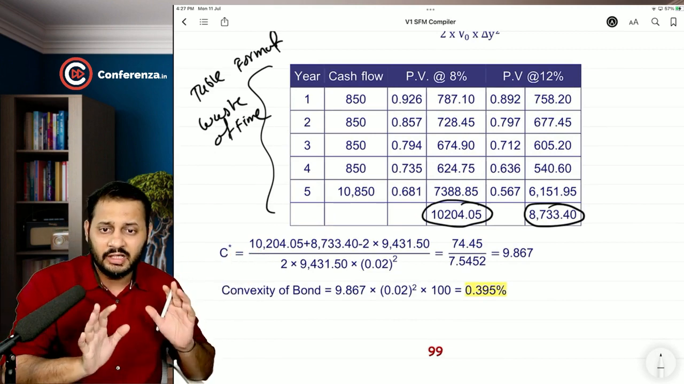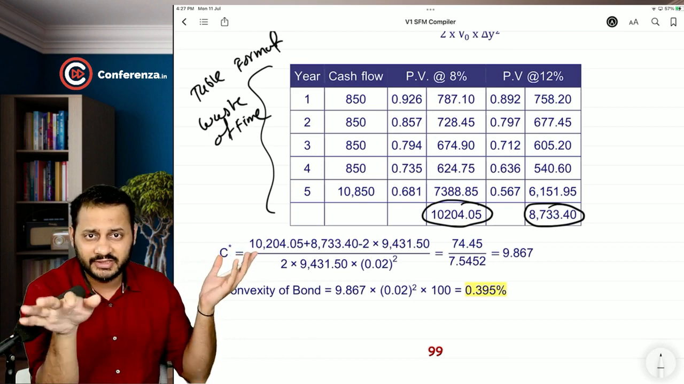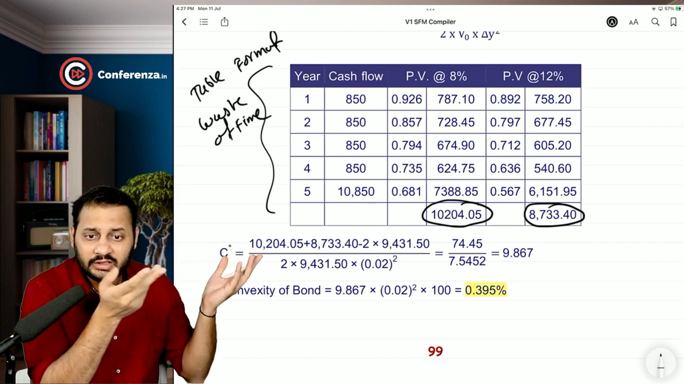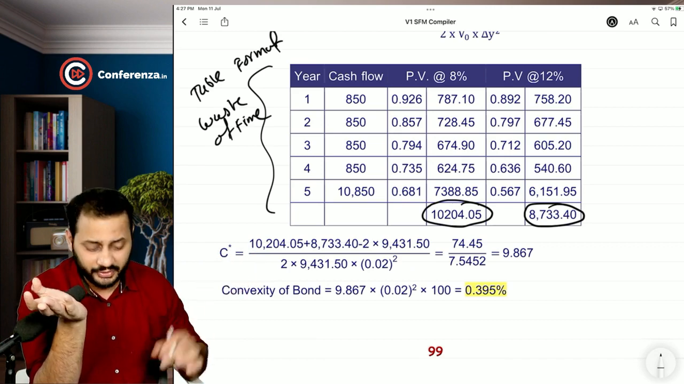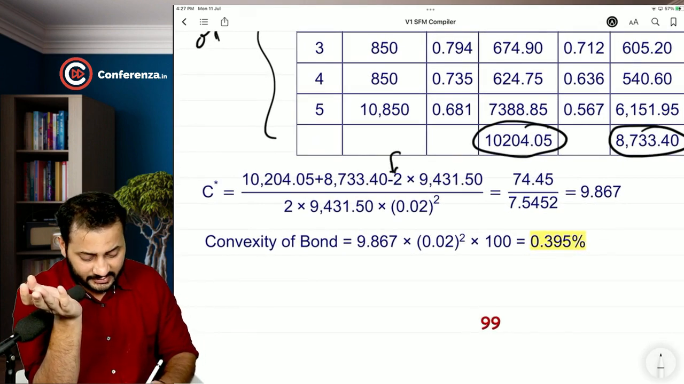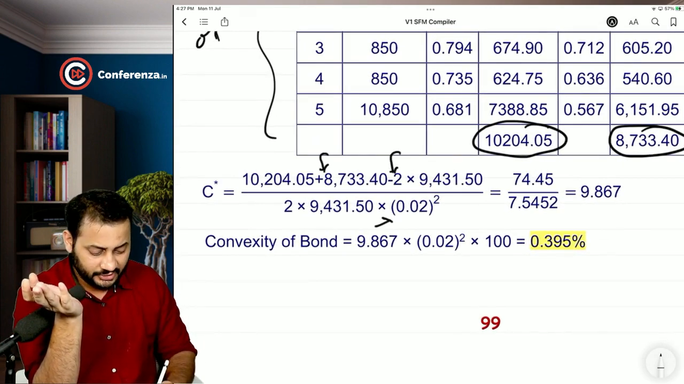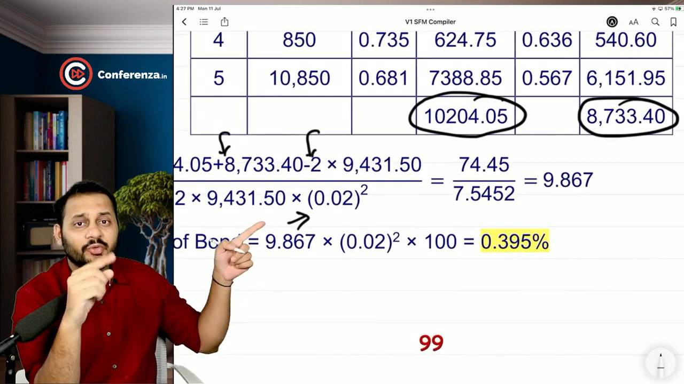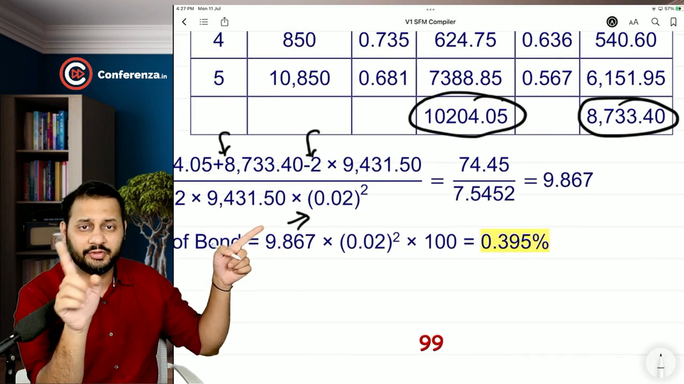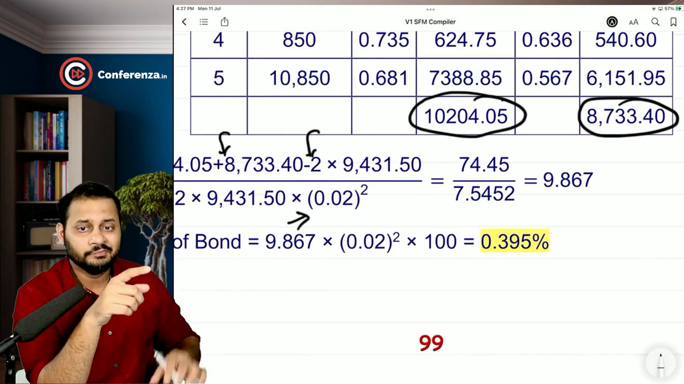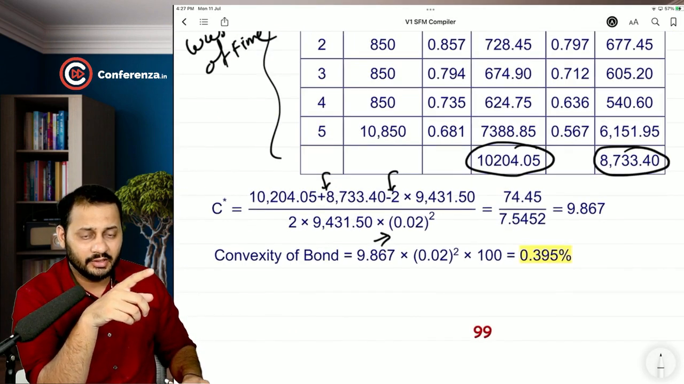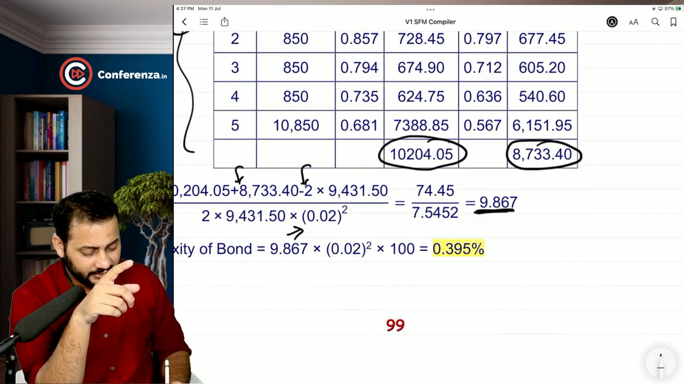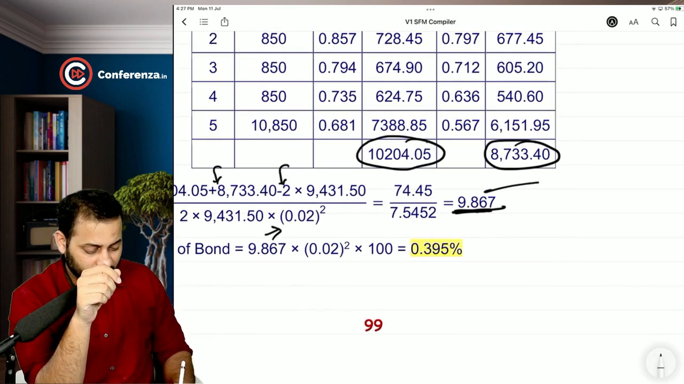Do you really think I should solve this equation and waste my time and your time also? This is just plain mathematics. You need to be very careful about the minus sign and the plus sign and the change in yield squared. The one thing that you should remember is that change in yield has to be taken in decimal, 0.02, not 2. 0.02, right? If you calculate that, this becomes your convexity adjustment. This becomes your convexity only.